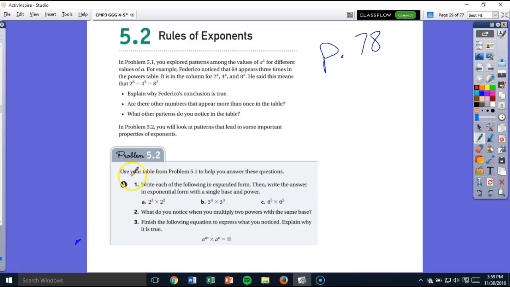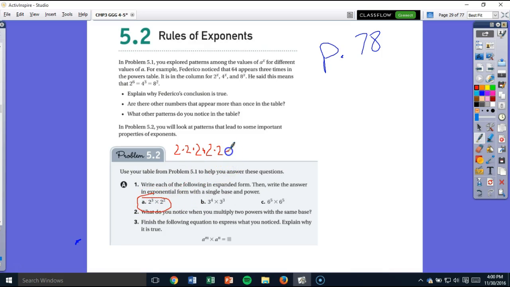In problem 5.2, part A, we'll go with question 1A. It says, write each of the following in expanded form, then write the answer in exponential form with a single base and power. So I will go ahead and do part A for you as an example. If we take 2 to the third and we write that out in expanded form, we have 2 times 2 times 2, and then we also have times 2 to the second. Well, times is the same as a dot or an X, so I can just put a big dot, 2 times 2.